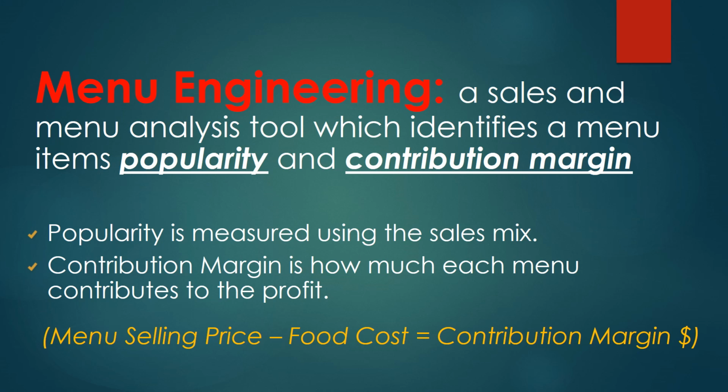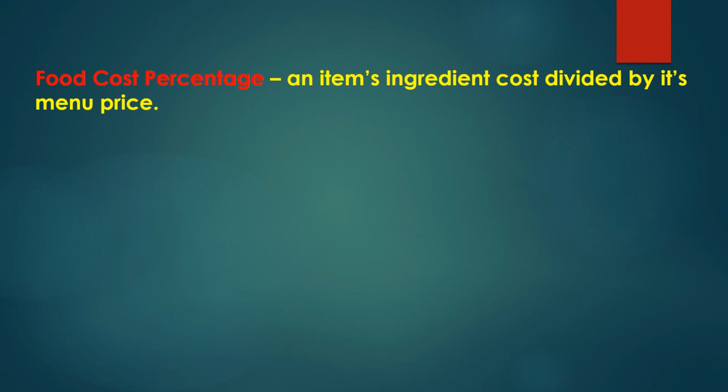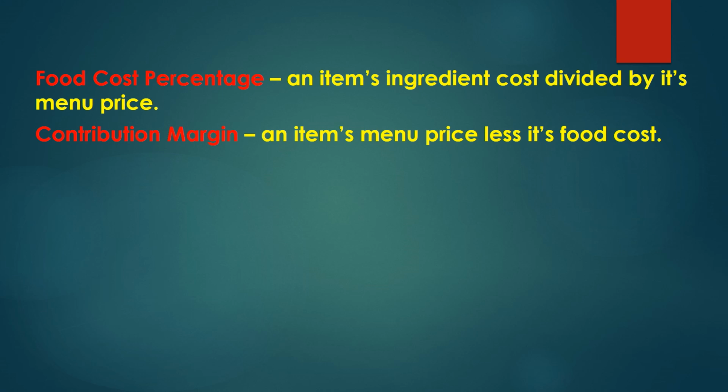Now, you may think food cost percentage. You hear that a lot. That's something, oh, we should be looking at that. And that does help, in a ratio, to know if things are going up or going down cost-wise. But in this case, where food cost is an item's ingredients cost divided by its menu price, we want to look at contribution margin, which is an item's menu price less its food cost. Okay, so it's a little bit different here, and it's going to help us determine its profit.